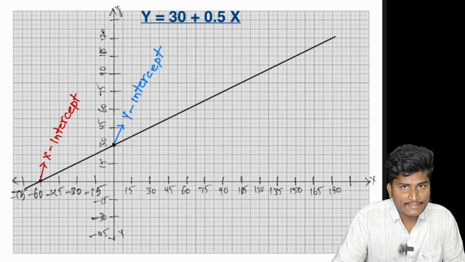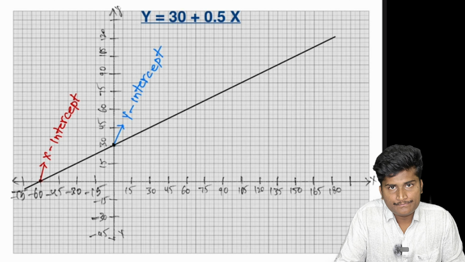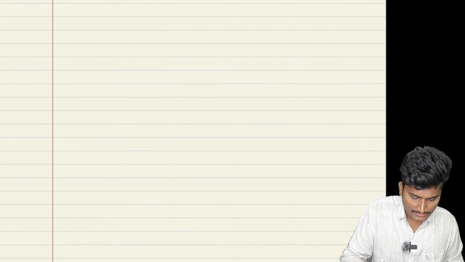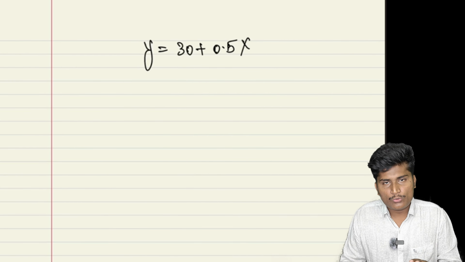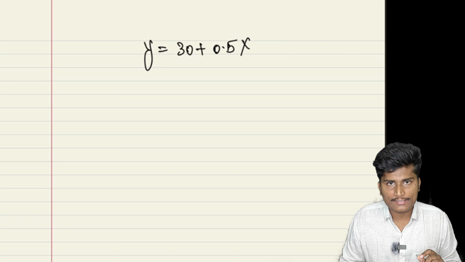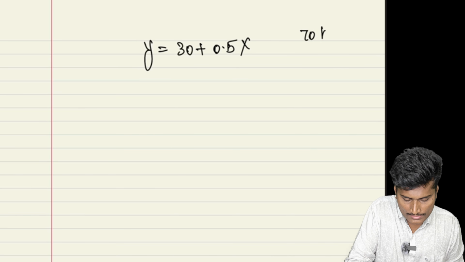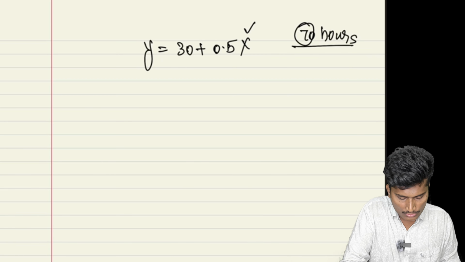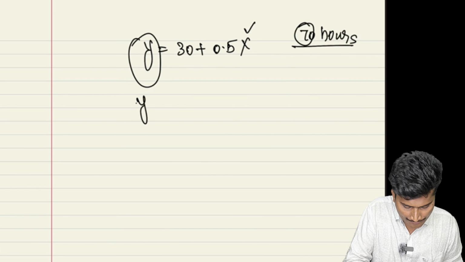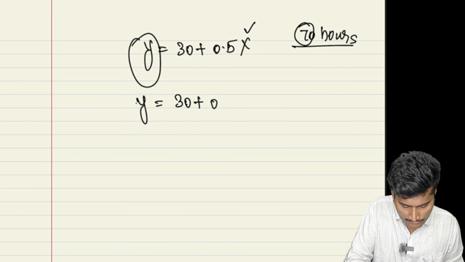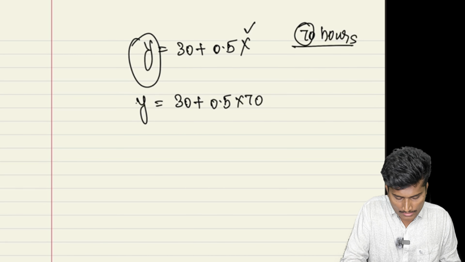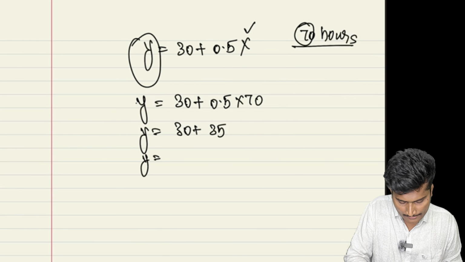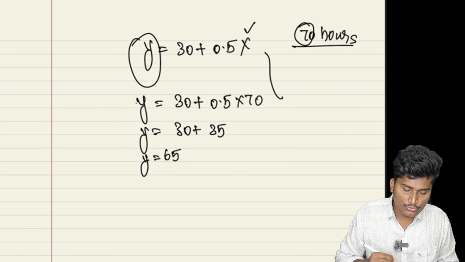Now we got this line here. Now what is the use of this line, you may ask. Now let's say, for example, we have the equation, right? Let's say you want to find out how many marks you are going to get if you studied for 70 hours. Then what will you do? You will substitute 70 in the place of x and find out the y value. What will be the y value then? y is equal to 30 plus 0.5 into 70. So y will be 30 plus 35, y is equal to 65. So this is the process you followed.